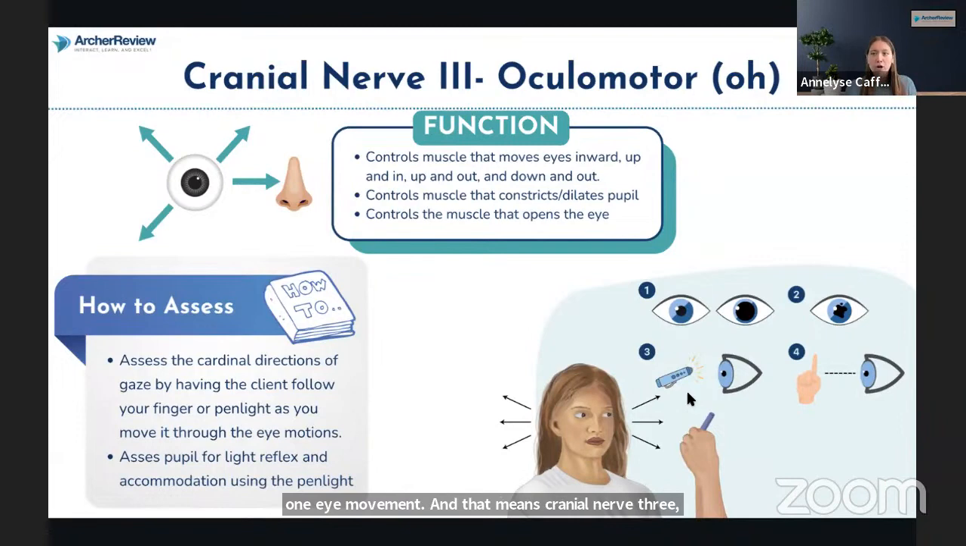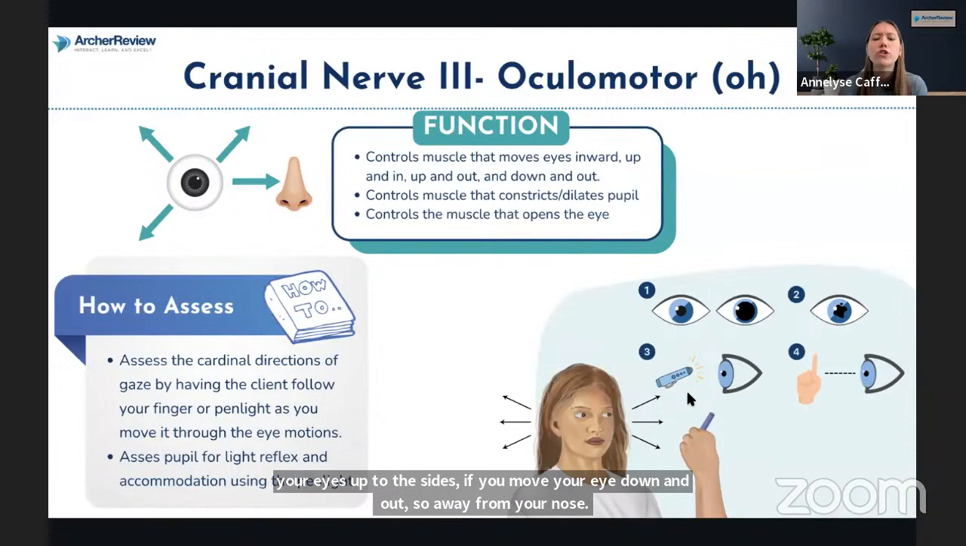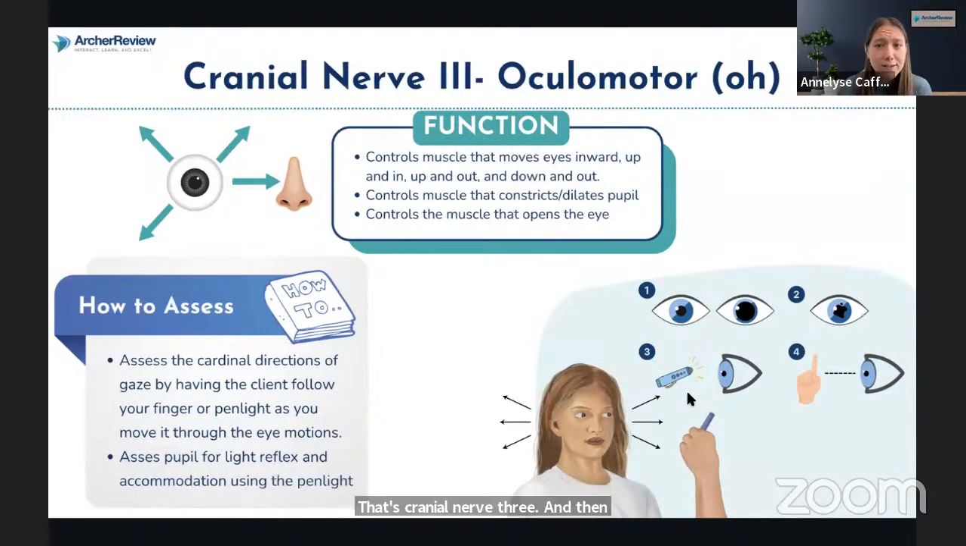And that means cranial nerve 3, oculomotor, is in charge of all the rest of the ways that we move our eyeball. So that includes any eye movements up. So if you move your eyes up to the sides, if you move your eye down and out, so away from your nose, that's cranial nerve 3. And then also if you look towards your nose. So I don't know if I looked cross-eyed there, but when you look towards your nose, that is also cranial nerve 3. Once again, oculomotor.